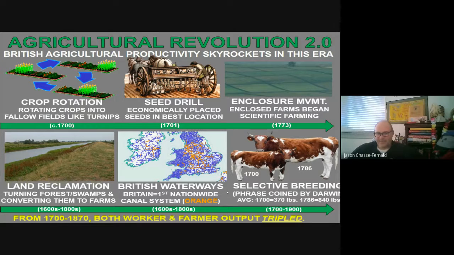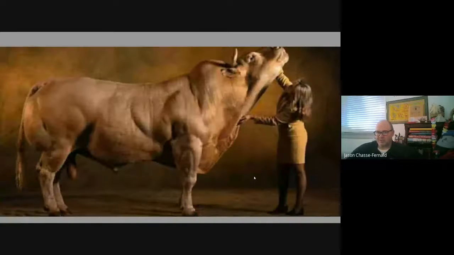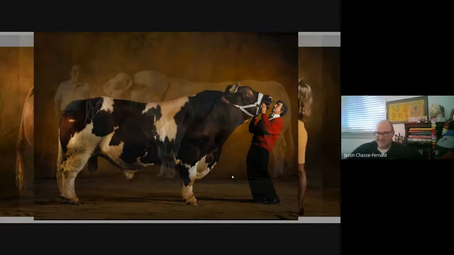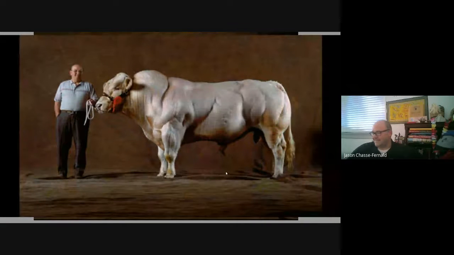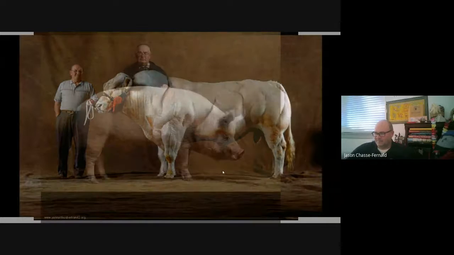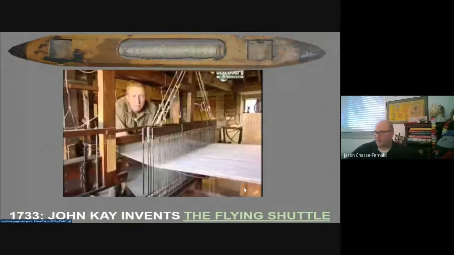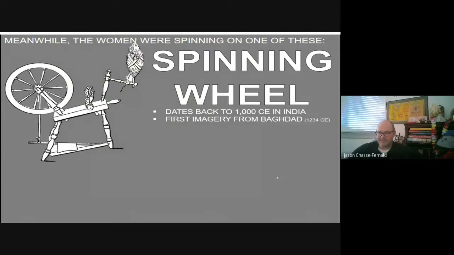So, there's massive agricultural innovation going on, right? Selective breeding, and this is where we are left today, right? So the animals are much, much larger than they ever were. All right, so we see that kind of innovation, but it's innovation within the cottage industry, right?